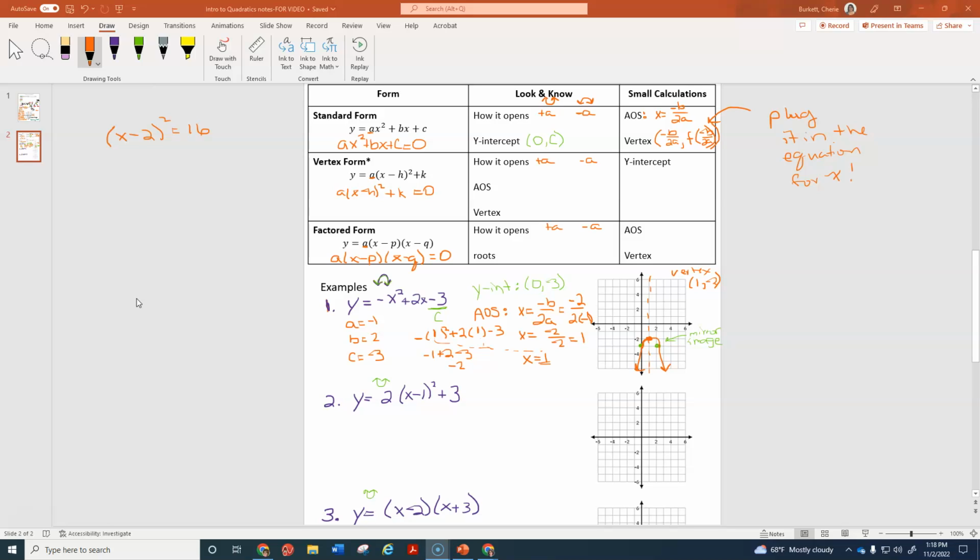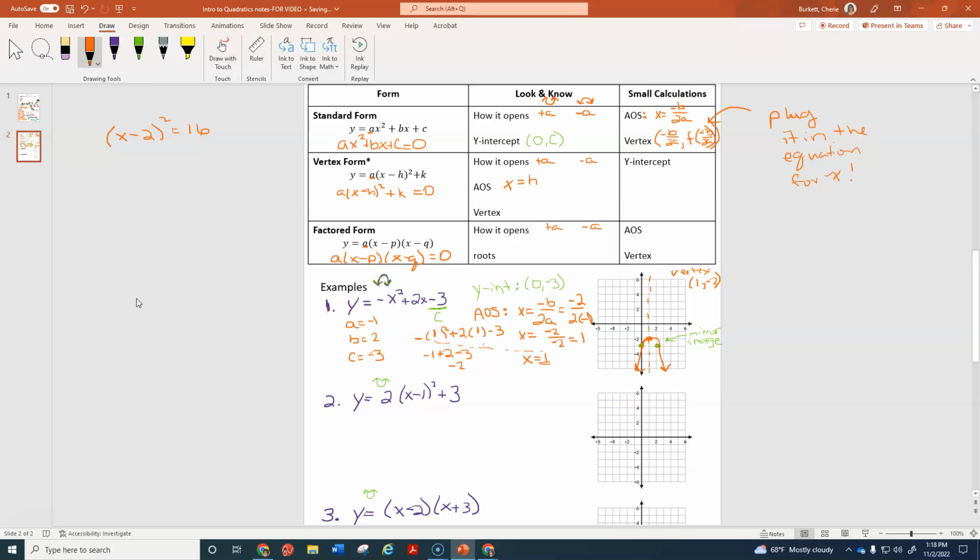Don't forget, we do know how it opens. If the A is positive, it opens up. If the A is negative, it opens down. Axis of symmetry is always going to be whatever x equals h is. So whatever that h value is, that's where your axis of symmetry is.